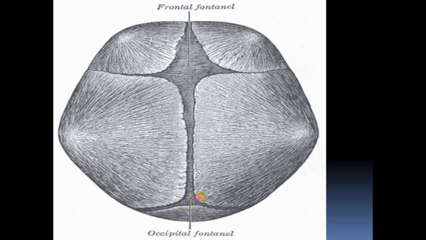This is the posterior fontanelle or the lambda. While the anterior fontanelle, as you see, is kite shaped. This kite shape is the site of junction of the sagittal suture, the frontal suture, and the coronal suture on either side. It is usually not ossified immediately after birth, but takes about one and a half years after birth to be ossified.